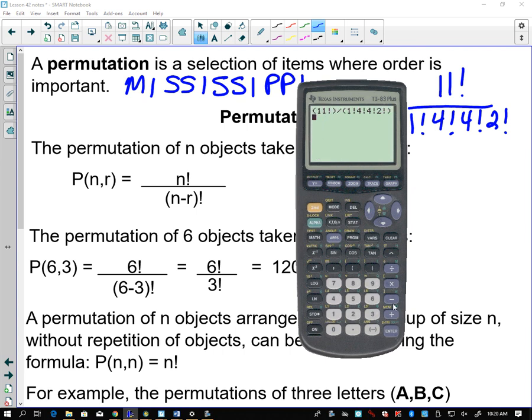Close my parentheses. So, in terms of distinguishable permutations, that's not putting an S where there was already an S, or an I where there was already an I. There are 34,650 ways that we could rearrange the letters in Mississippi that are different. That make sense? Kind of neat, right? All right, so those are permutations.